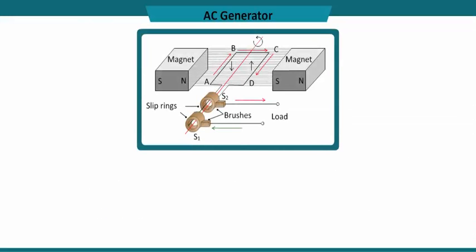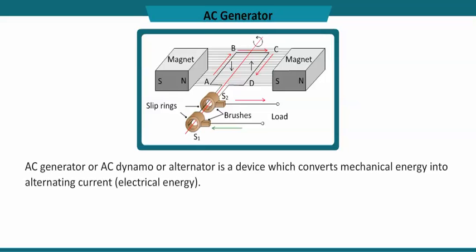Now, let us learn about AC generator. AC generator or dynamo is an electrical device which converts mechanical energy into electrical energy, utilizing the phenomenon of electromagnetic induction. AC generator consists of a rectangular armature ABCD between two powerful magnetic poles N and S. The terminal from AB is connected to slip ring S1 and the terminal from CD is connected to S2. The carbon brushes are in contact with the slip rings.